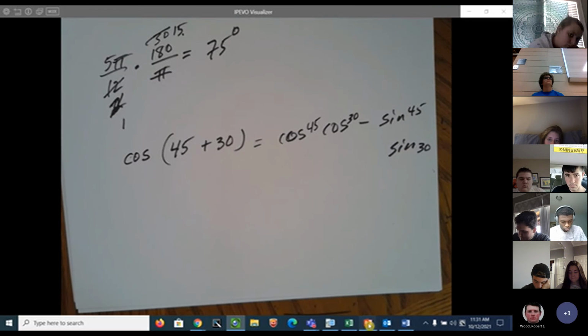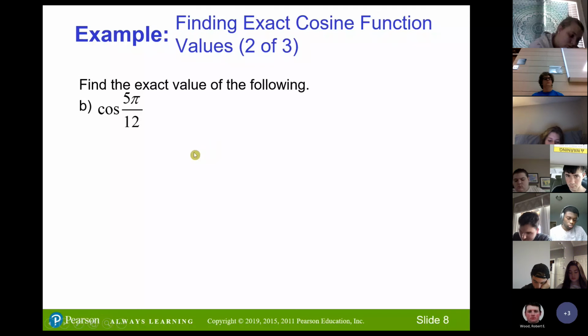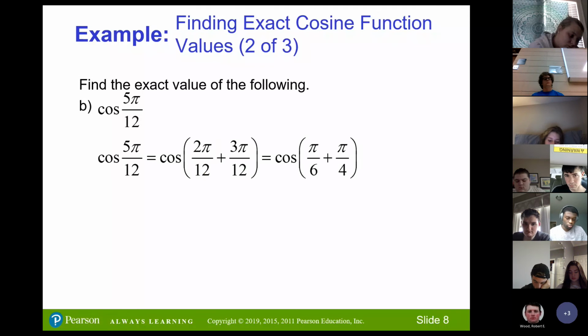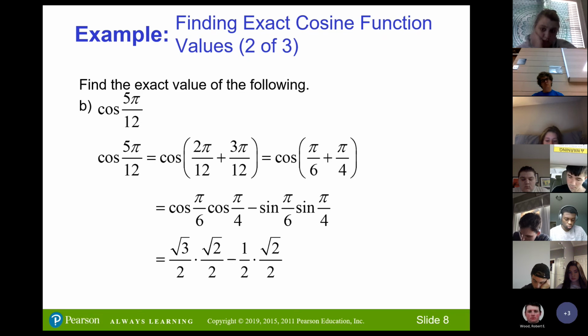Then back to the PowerPoint. And that's what they did. And that's going to be minus, and that's going to be square root 3 over 2.